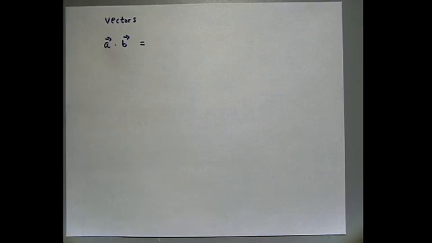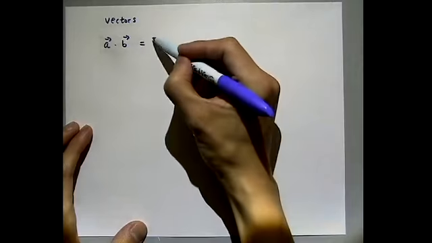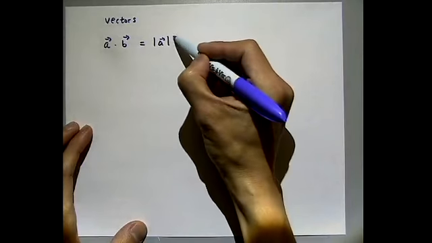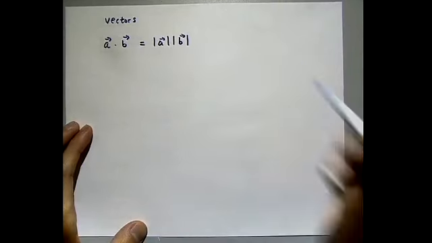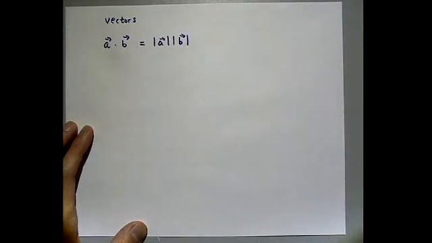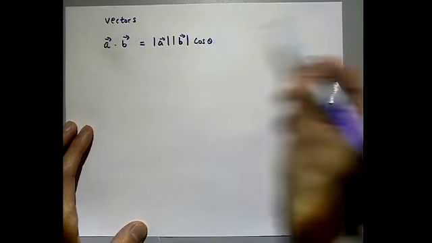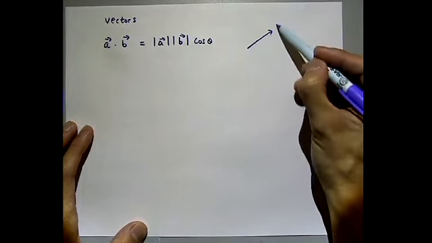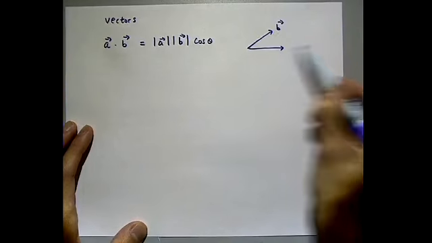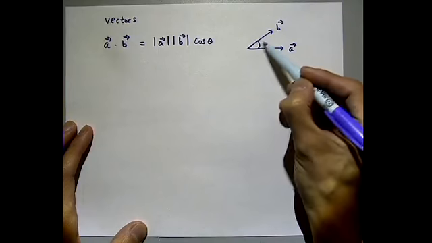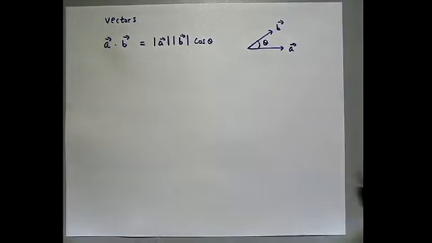Okay, do you remember the definition of the dot product? What's A dot B? Magnitude of A, magnitude of B, and cosine theta, right? And remember, theta is the angle between the 2 vectors.